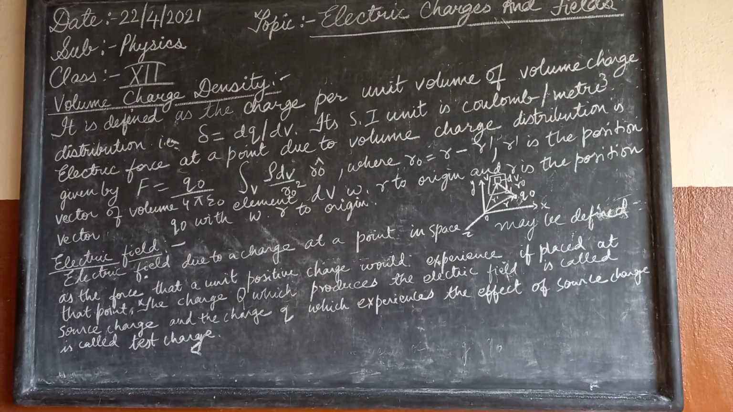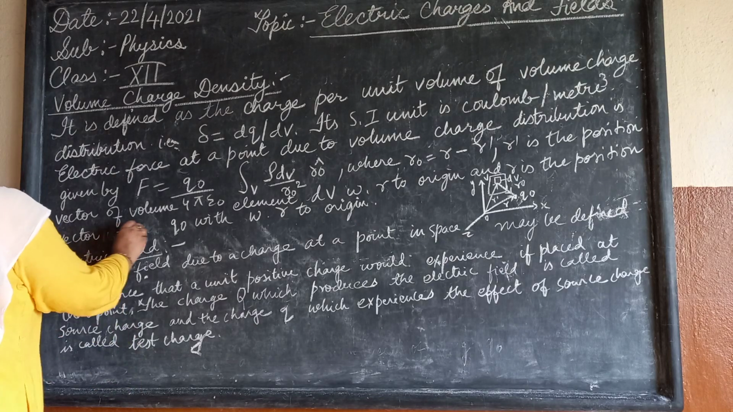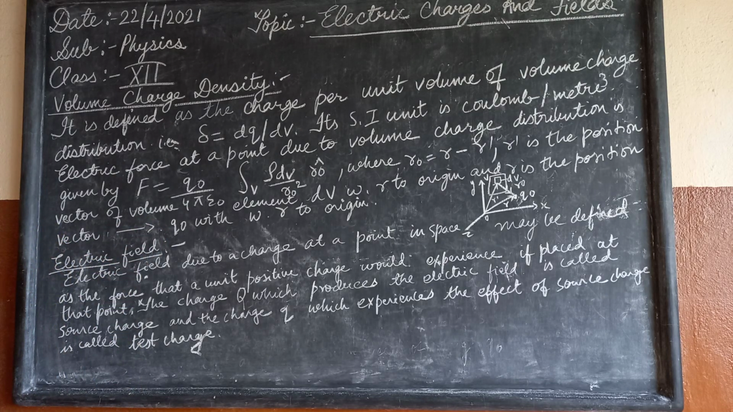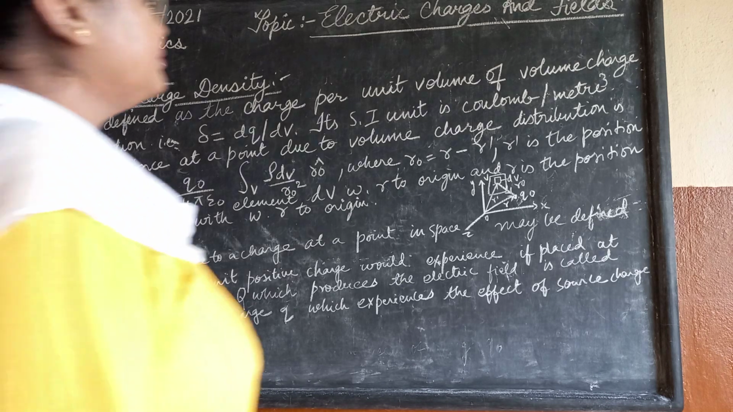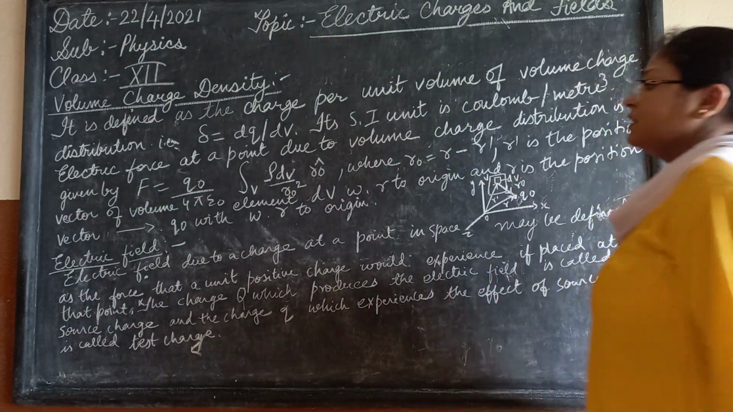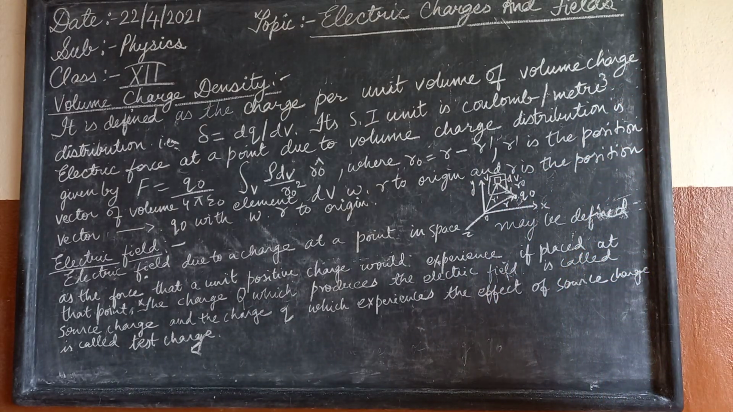Position vector of q0 with respect to the origin. So here we have defined volume charge density as the charge per unit volume of the volume charge distribution, that is rho is equal to dq upon dv. We know it very well from the volume, and the unit will be coulomb per meter cube.